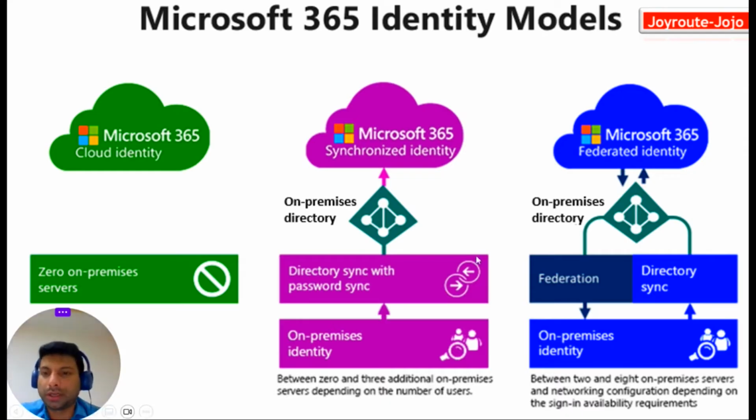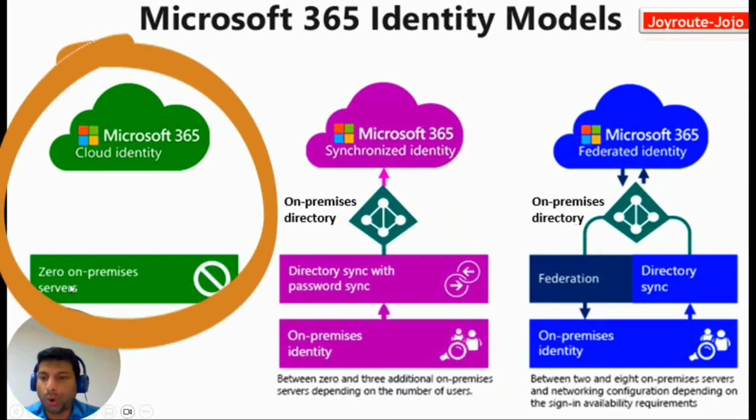Let's talk about the cloud identity, which is the first identity model, Microsoft 365 cloud identity, with 0 on-premises servers. A cloud identity is a user account that only exists in Microsoft Entra ID. While an organization can create a cloud identity with the same name as an on-premises Active Directory Domain Services user account, there is no link between these 2 accounts, which means you can have a separate local Active Directory.